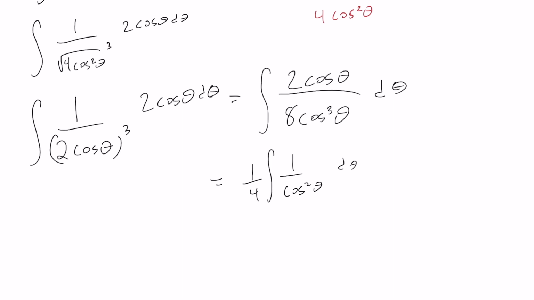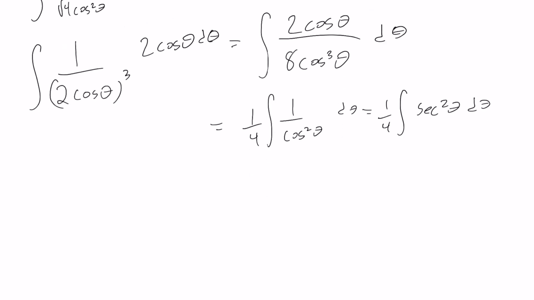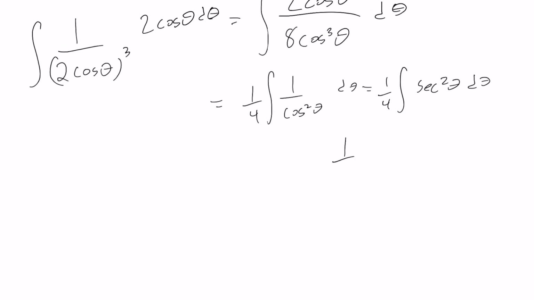Cosine squared, maybe this doesn't look like something you know how to work with. How do we take the integral of 1 over cosine squared? Maybe it becomes a little bit clearer if I write this as secant squared theta d theta. Remember, secant is just 1 over cosine. And yeah, the integral of secant squared theta is tangent theta. So we get 1/4 tangent theta plus c.